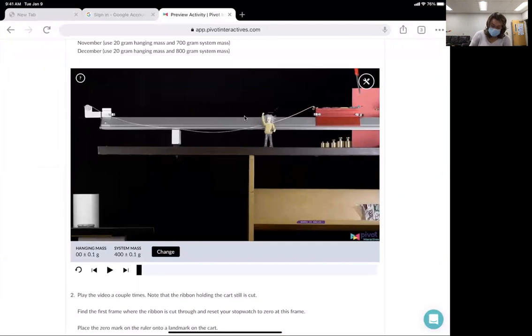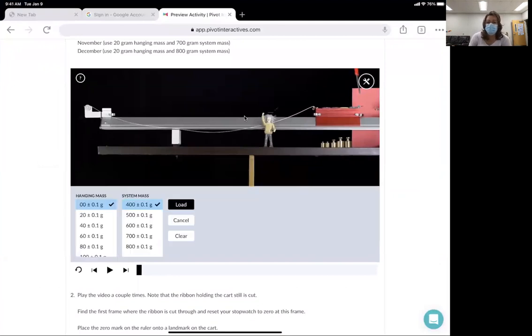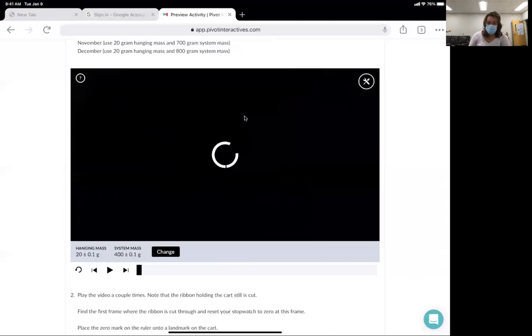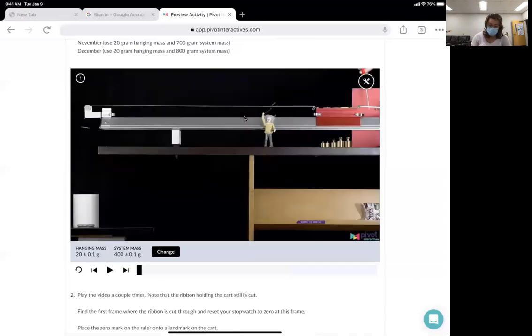I have the ability to change my hanging masses and I have the ability to change the system mass. The system mass is the mass of the cart. We're going to need that. So I'm going to put it to 20 and then I'm going to load that video, and I have a picture now, and we'll take a look at what it looks like.